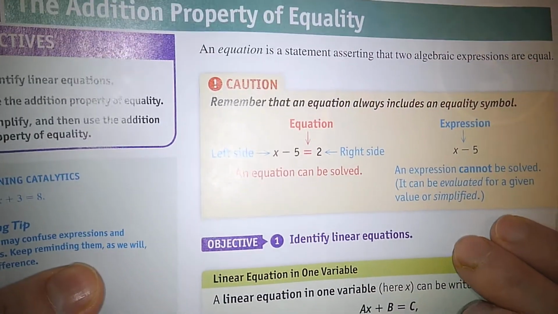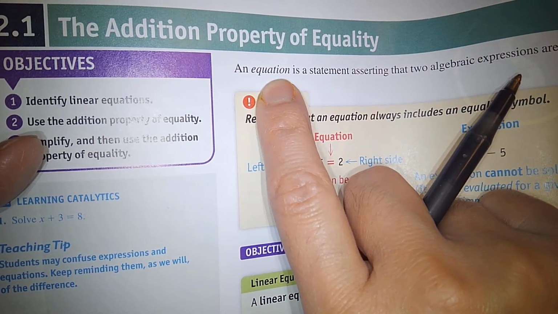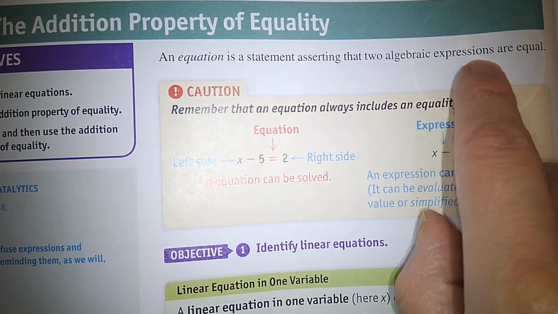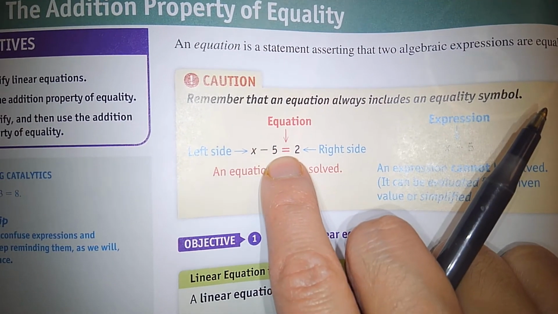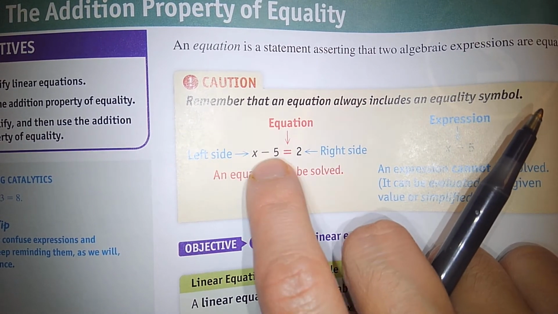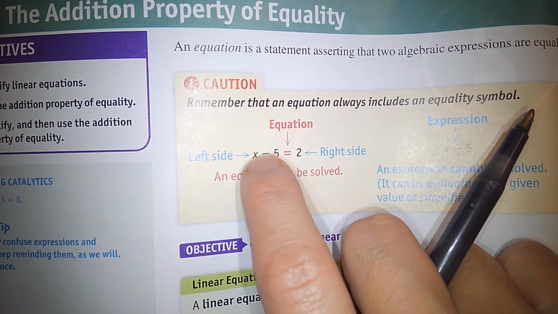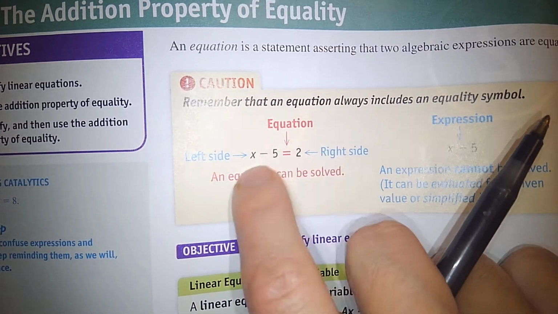So, what kind of expression is called an equation? An equation is a statement asserting that two algebraic expressions are equal. So when we talk about an equation, there must be an equal symbol in this line, okay? So x minus 5 equals 2, this is the equal symbol. Do you see that? Then this is called an equation, okay? So this is an equation.